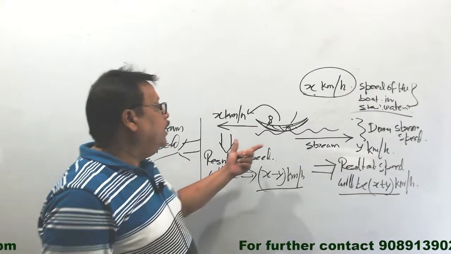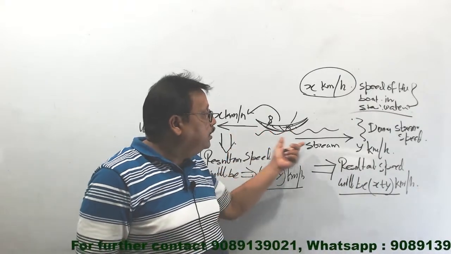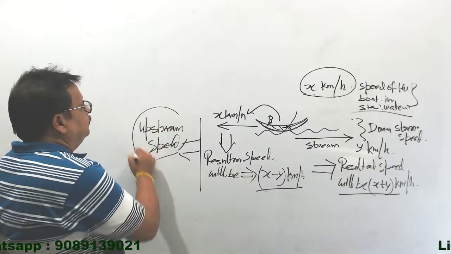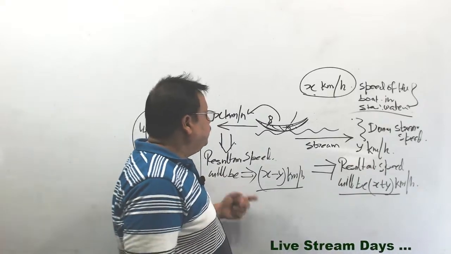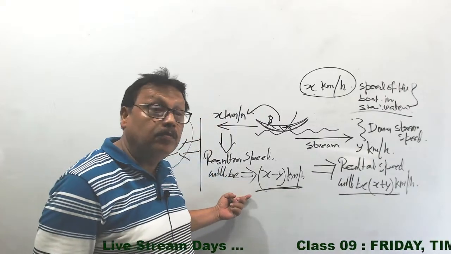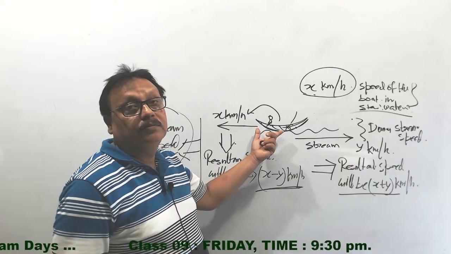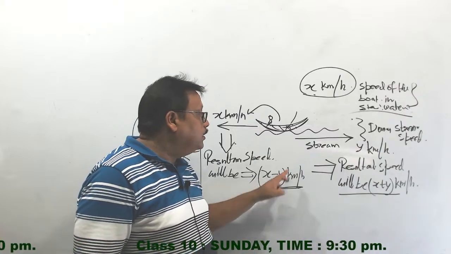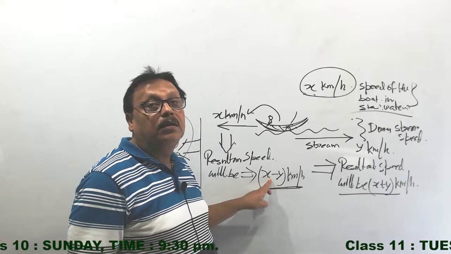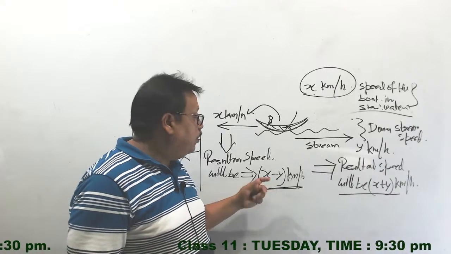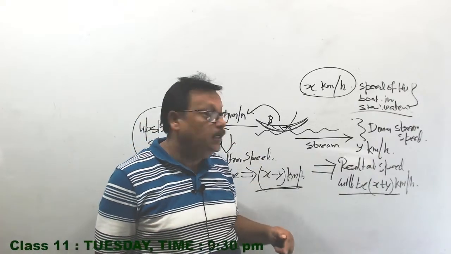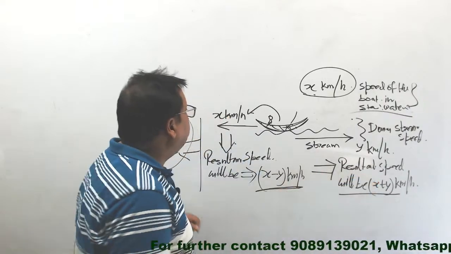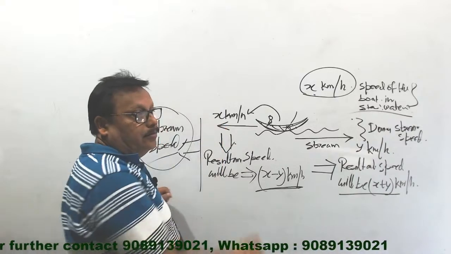Understood? If the direction of the boat and the direction of the stream are opposite, then it is the upstream speed. The resultant speed of the boat will be x minus y. That is, you have to subtract the speed of the stream from the boat's speed. So, of course, the resultant speed will be lesser compared to the downstream speed, and also lesser compared to x.